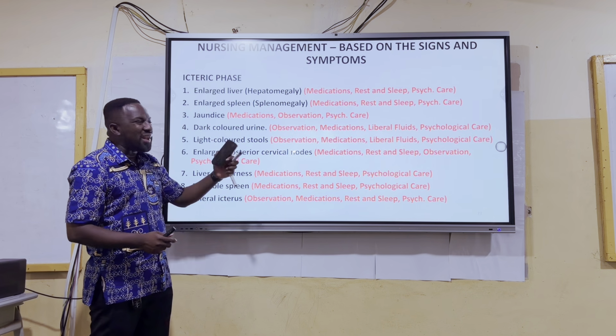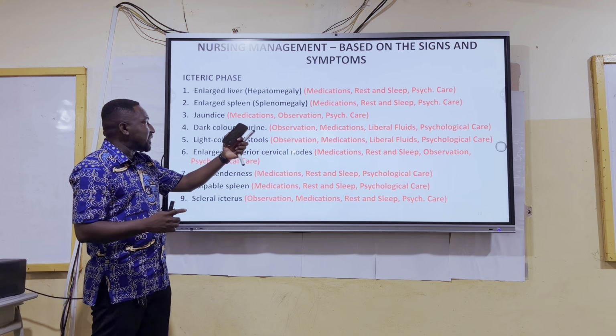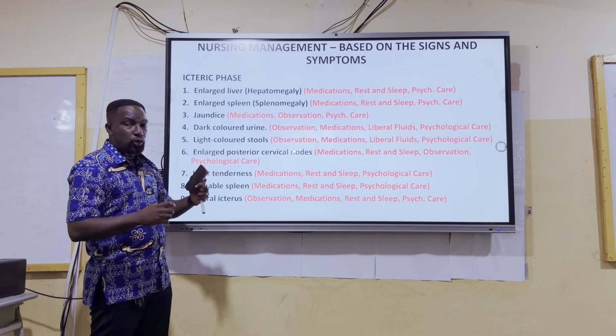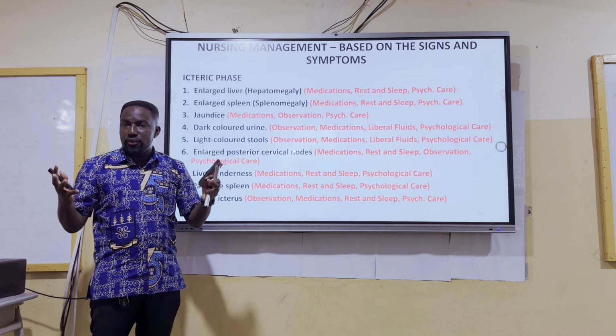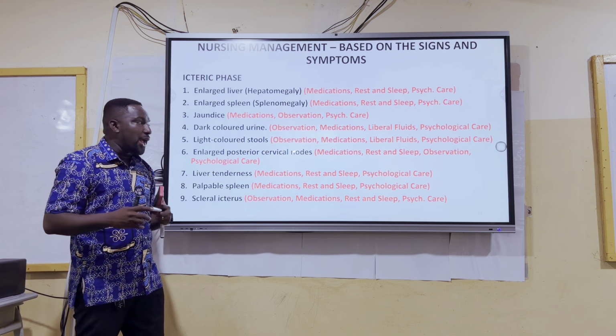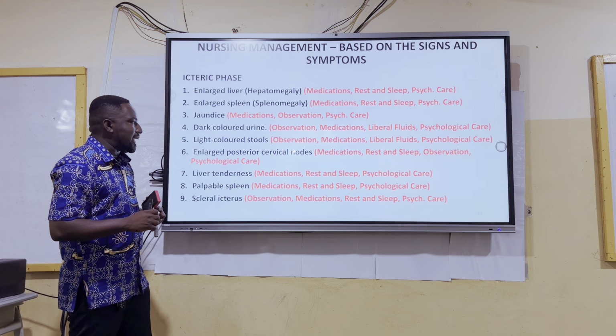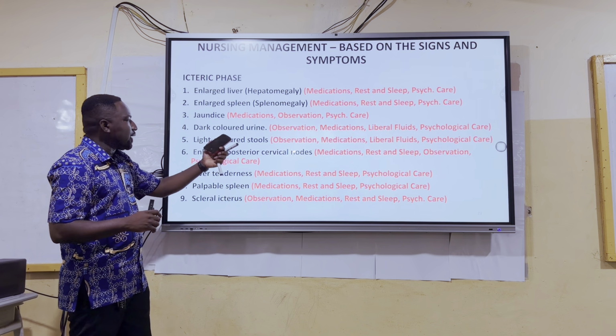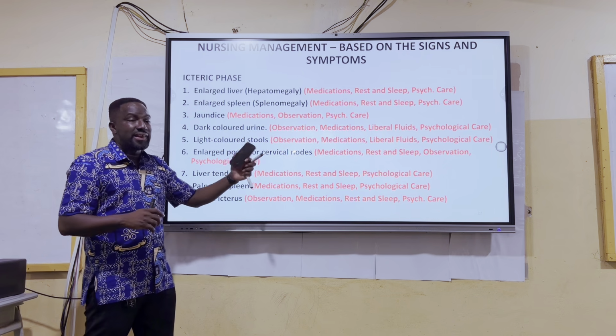And then of course, rest and sleep is also very important. And then observation, so especially with the jaundice, you observe the mucosal membranes for yellowish discoloration of the eyes, the palms and the soles of the feet. And then you report any abnormality to the next child. For dark colored urine, light colored stools, observation is key.